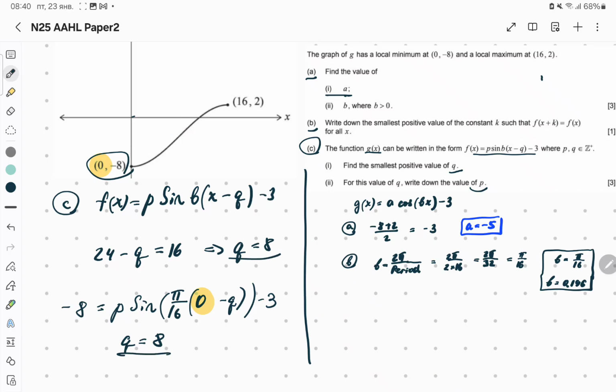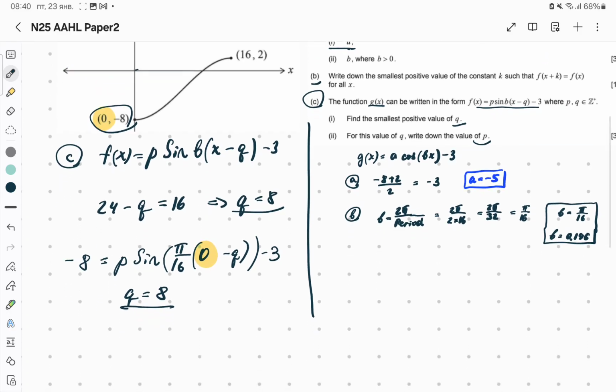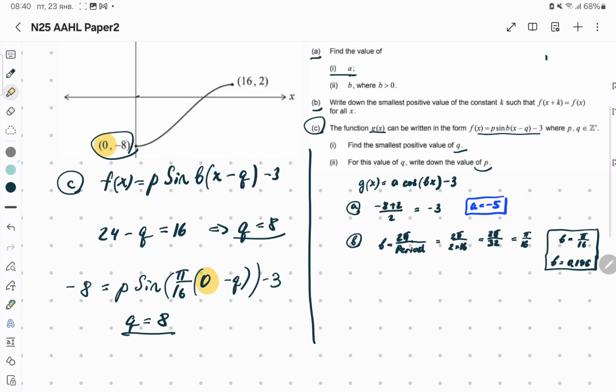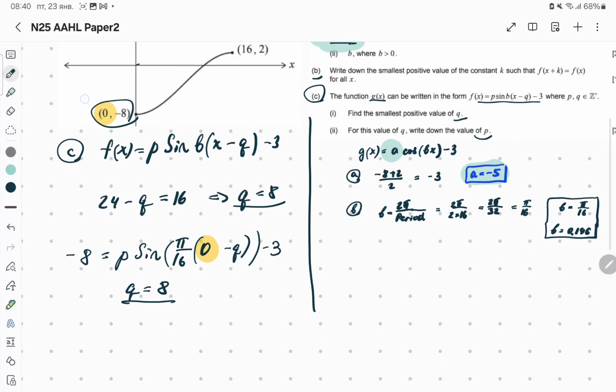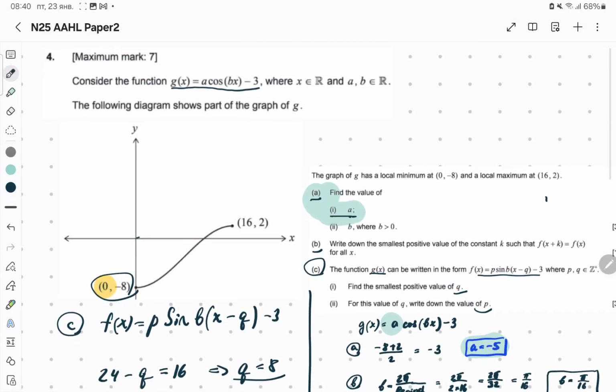And then after this calculation, you will get the value of q equal to, again, 8. It doesn't matter which way you choose, you will be awarded 1 mark. And then the value of p, since there is no reflection, will be the same as the value of a in part A. For a we had negative 5, but since it is not reflected, the answer for p is equal to 5. That's how the question about trigonometry is solved in this paper.